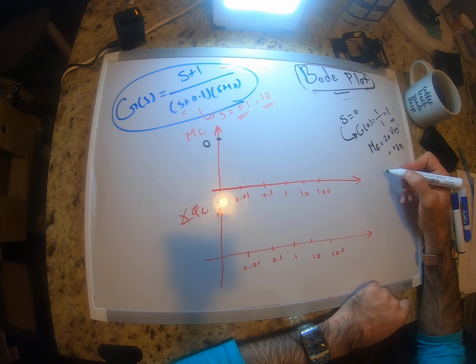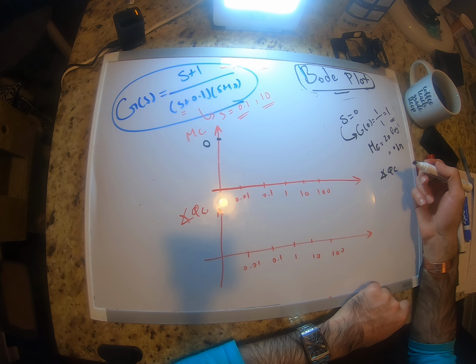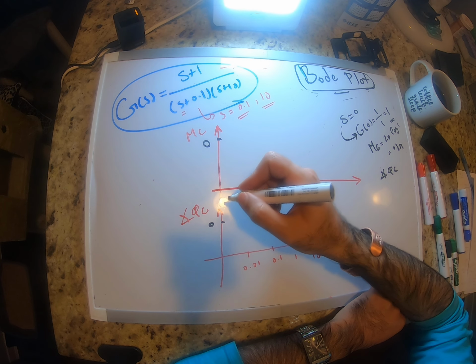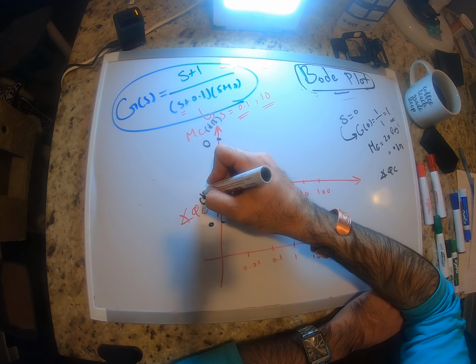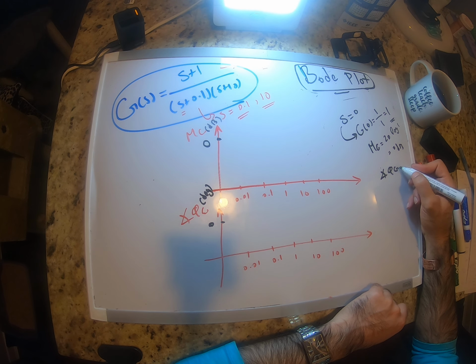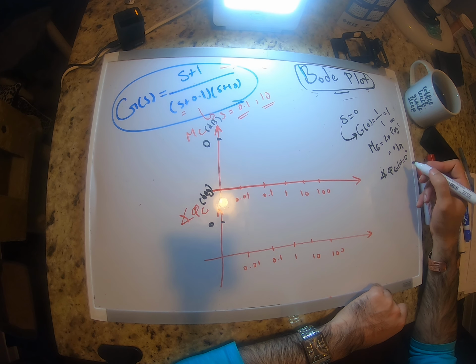How about the phase? Like a real number, its phase is 0, right? So the phase is also going to be 0. This is in terms of dB, and this is in terms of degrees. So the phase of G at s equal to 0 is 0 degrees.